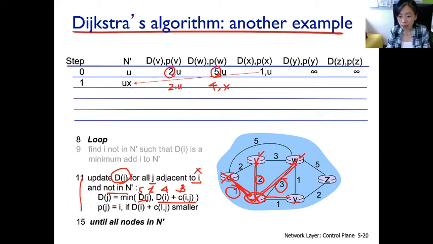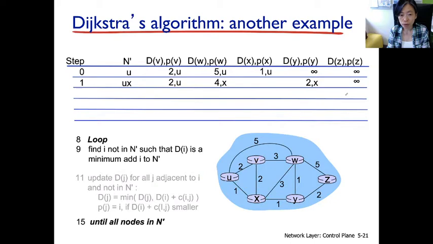What about Y? The new path being discovered is this one over here. So 1 plus 1, which is 2. And the old D(Y) is what? Ooh, infinity. So 2 is definitely much better, right? And the predecessor, again, being X. Z is not connected, so we'll just write the entry down. So we have 2U, 4X, 2X, and infinity. That should fill the second row here: 2U, 4X, 2X, and infinity. And that completes step 1.